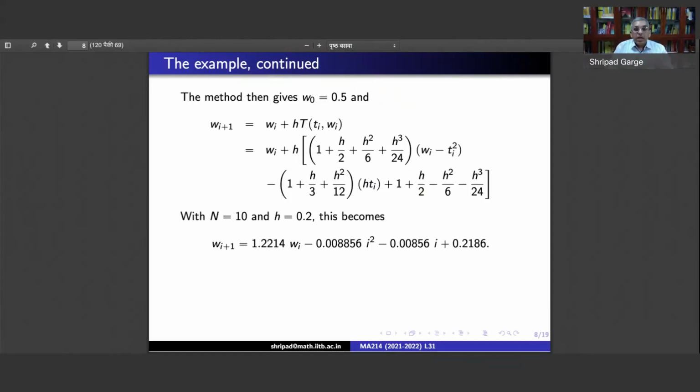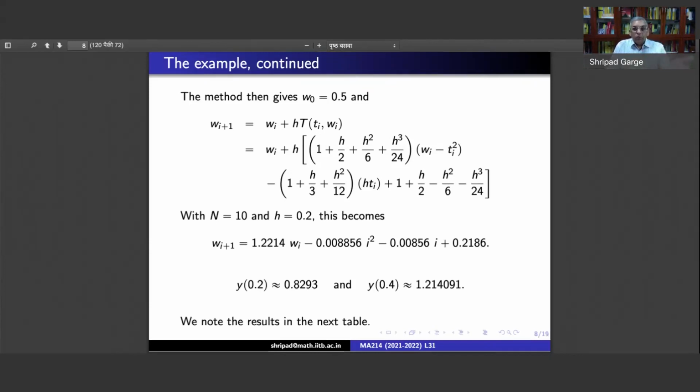which is w_{i+1} equals 1.2214 w_i minus 0.008856 i square minus 0.00856 i plus 0.2186. This is the way to write the approximate values. Let's again compute the first two values, and they are these. w_1 and w_2 for our Taylor's method of order 4 are these two values.